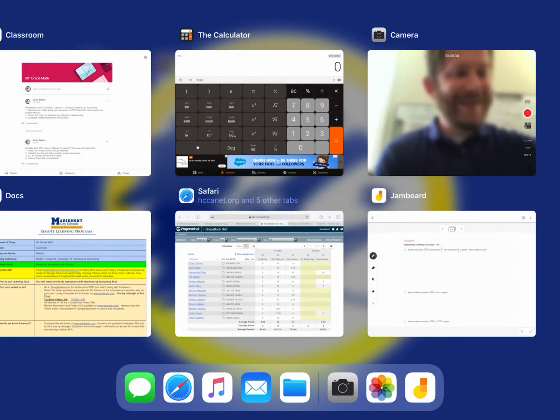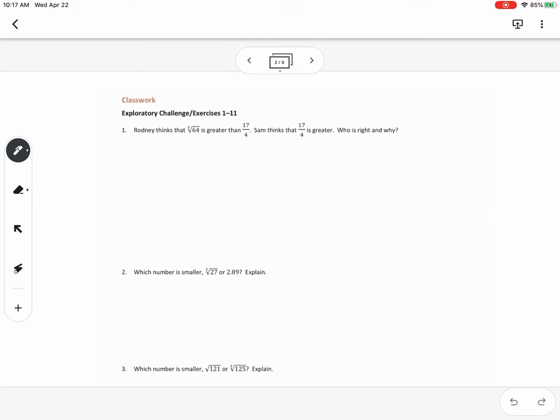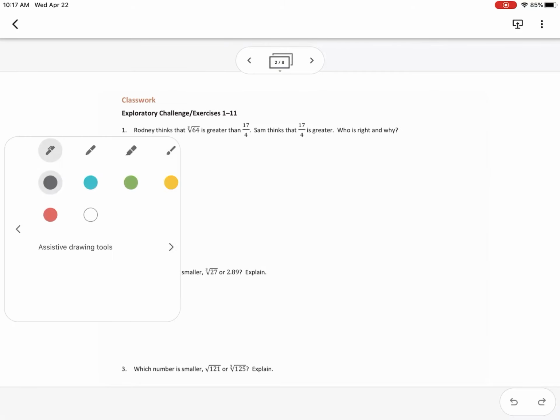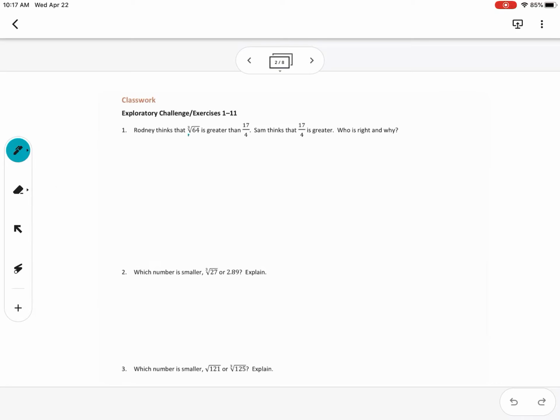So with today's lesson, what we are doing is we're simply just doing greater than, less than, equal to. So for our first question here, and I'm going to do just this one, and then I'm going to ask you to work on your own. It says Rodney thinks that the cube root, okay, so cube root, let me show you what I'm talking about here. The cube root of 64 is greater than 17 over 4, or 17 divided by 4. Who is right and why?